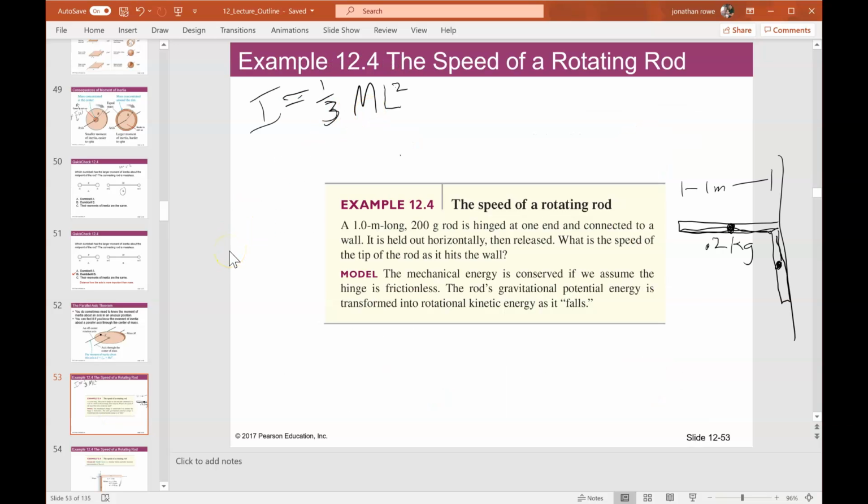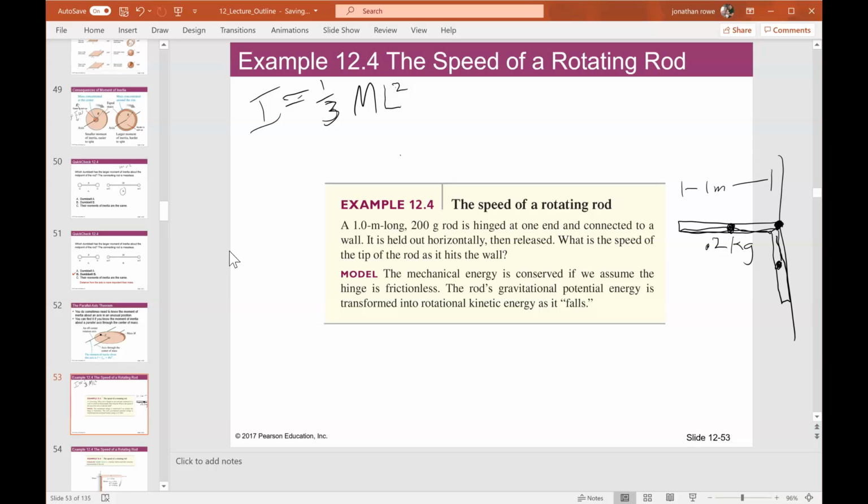All right, so what you have at the beginning is this rod sticking straight out from the wall. This is the hinge. It would want to rotate about its center of mass, but not when it's attached to something. When it's attached to something, it will have to rotate about that hinge. It's going to rotate about that hinge, and it's going to end up like this.